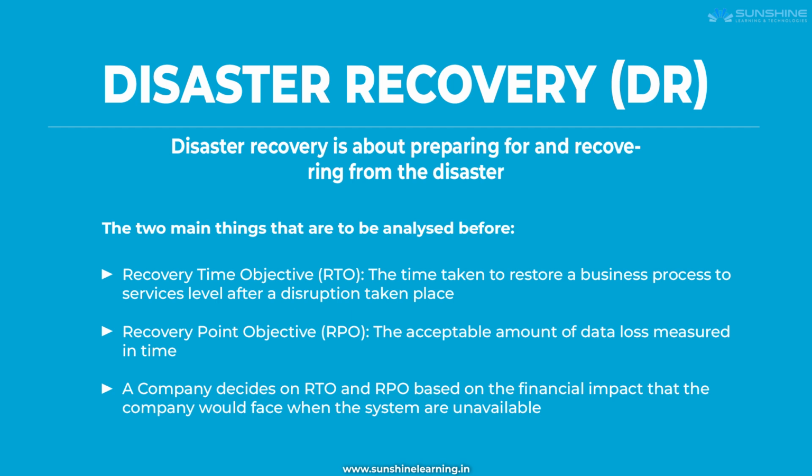So the company decides on RTO and RPO based on the financial impact that the company would face when the systems are unavailable. So we as architects have a responsibility to let our client or the company know that when we plan a DR, or a DR situation happens, this is going to be the RTO and this is going to be the RPO, where we can expect this percentage of data loss during the transition to the backup plan.